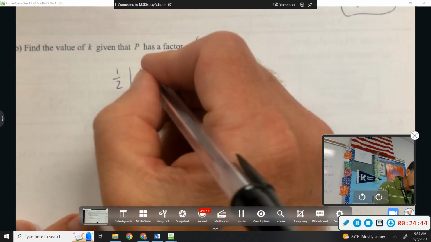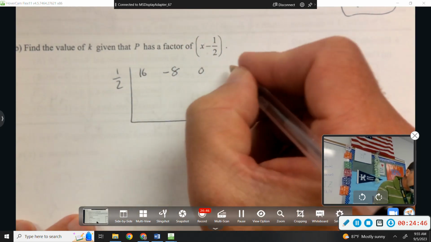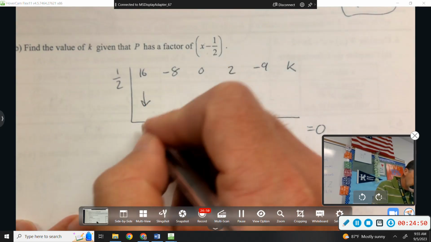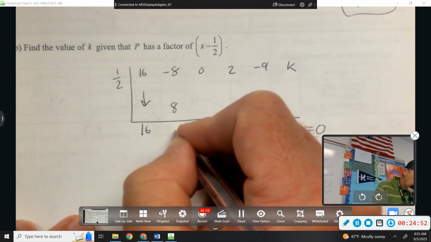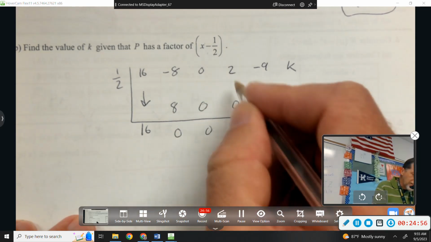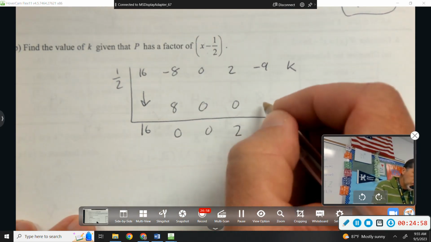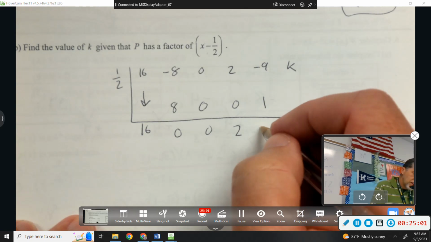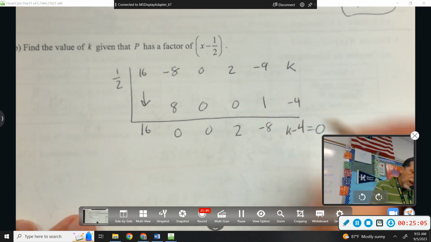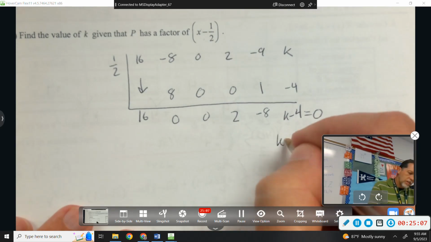Maybe I should go a little bit slower on this one. So 16, 8, 0, 0, 0, 0. That's nice. 2, 1. Negative 8, negative 4. So k minus 4 equals 0, so k equals 4.